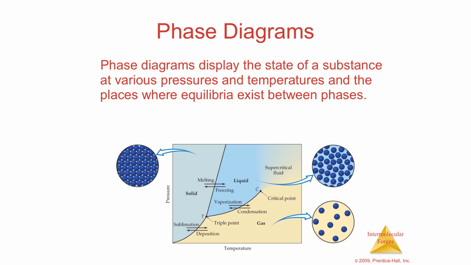Welcome back. This is section 11.6 on phase diagrams. A diagram is a picture that makes it easy to understand lots of numbers. So I think this is actually easy. I can see this very simple.